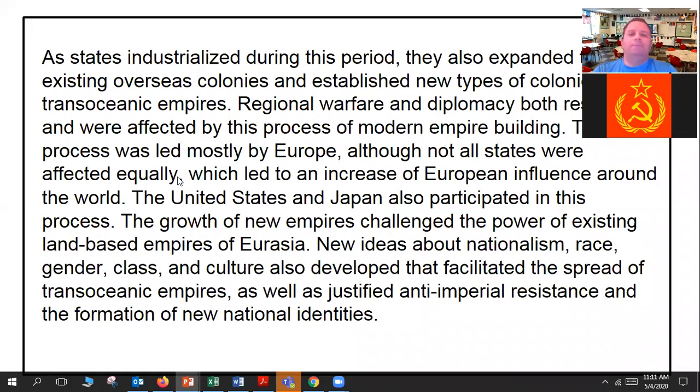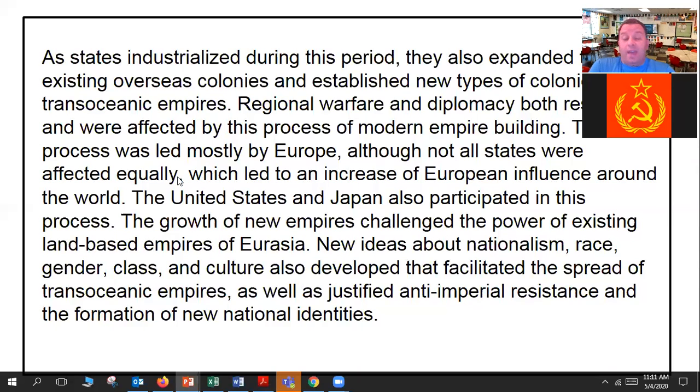This little bit of context here is all stuff that we've talked about before. We know that as states continue industrializing for various reasons, they continue expanding their colonies. And then we know that those colonies are going to lead to these new empires. These are things that we've talked about before. These are big cause and effect sort of things that we've looked at multiple times.